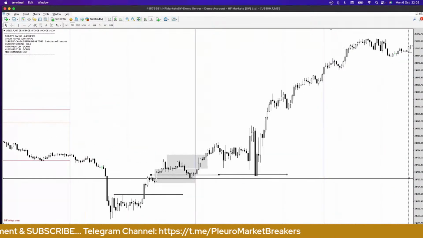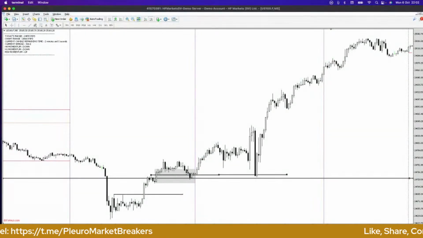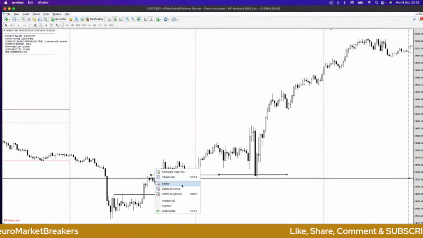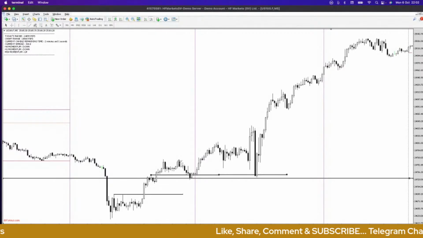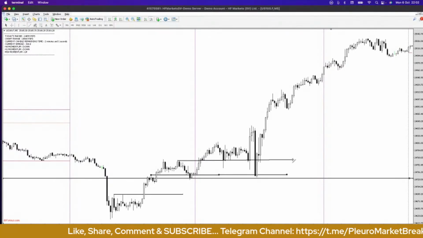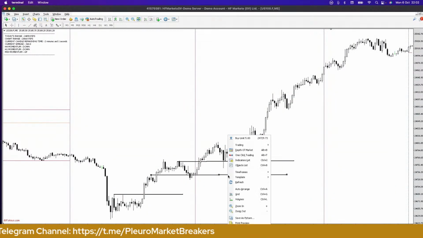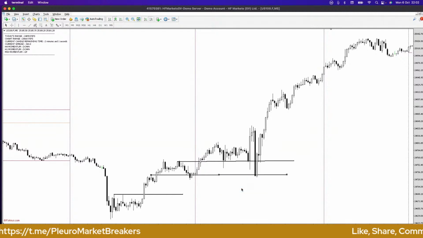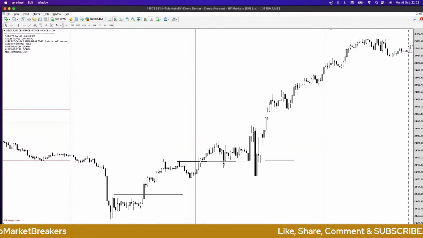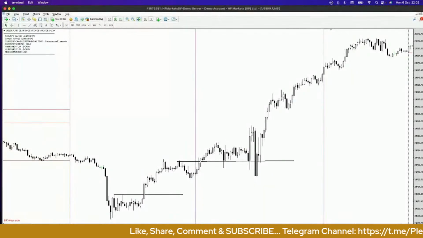Because New York's traders are going to do their own thing with respect to what London did. So in New York, what do you know? We have a market structure shift here, don't we? Let's take this away, right? And then price comes back, doesn't it? Here. This is news.